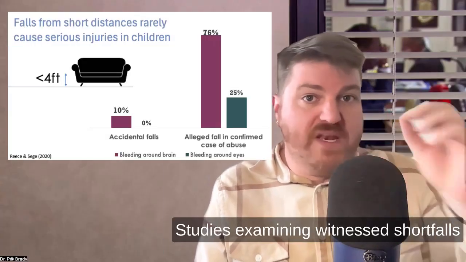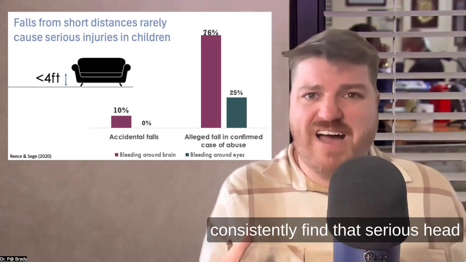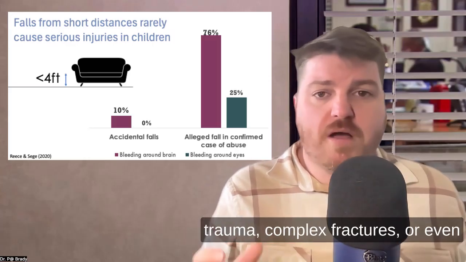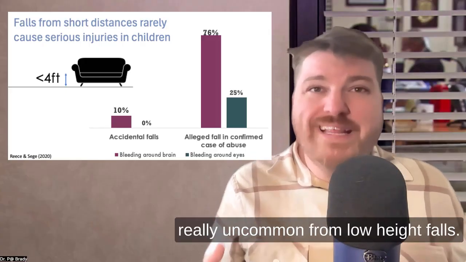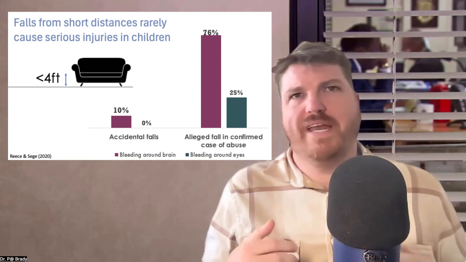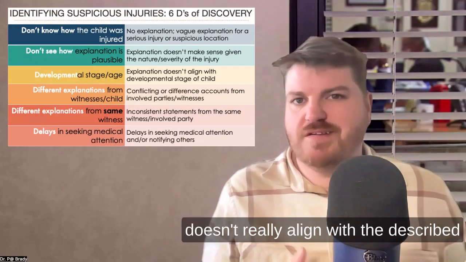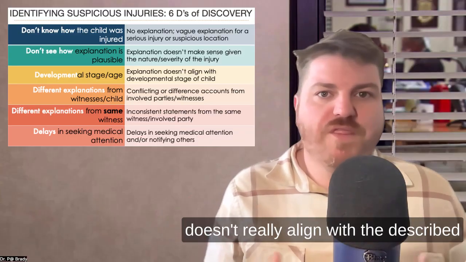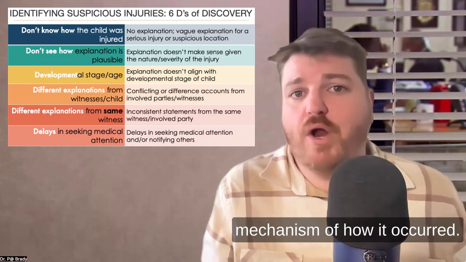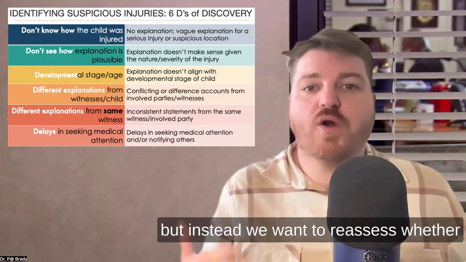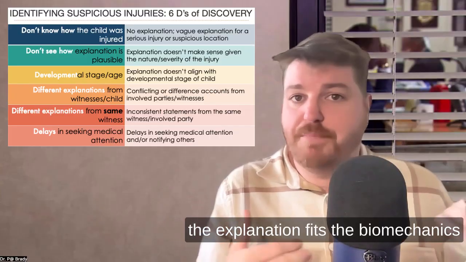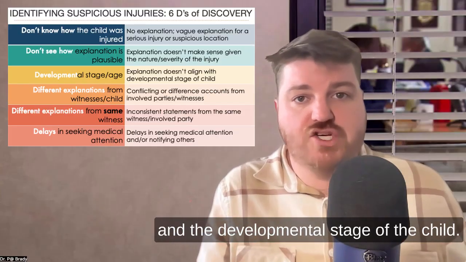Studies examining witnessed short falls consistently find that serious head trauma, complex fractures, or even extensive internal injuries are really uncommon from low height falls. When the severity of the injury doesn't really align with the described mechanism of how it occurred, we don't want to immediately assume abuse, but instead we want to reassess whether the explanation fits the biomechanics and the developmental stage of the child.